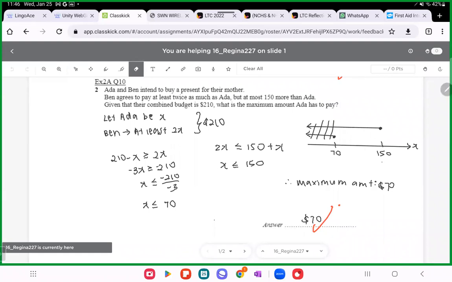People, I forgot to say, please don't split your working when you are writing. Don't split your footsteps. If you split your footsteps, it is very difficult to mark.